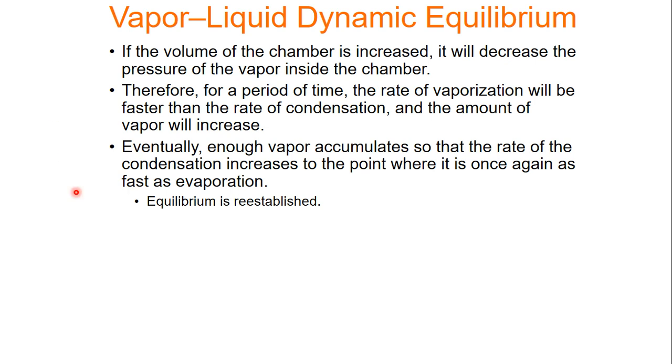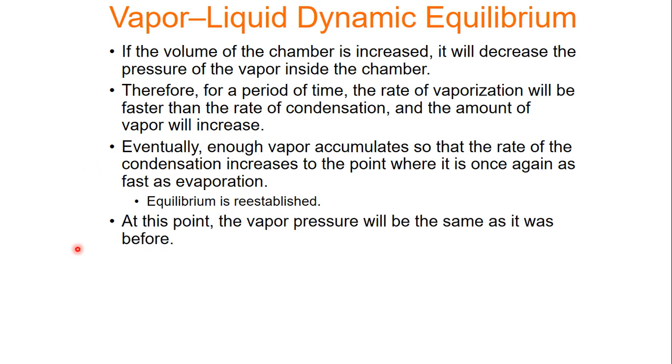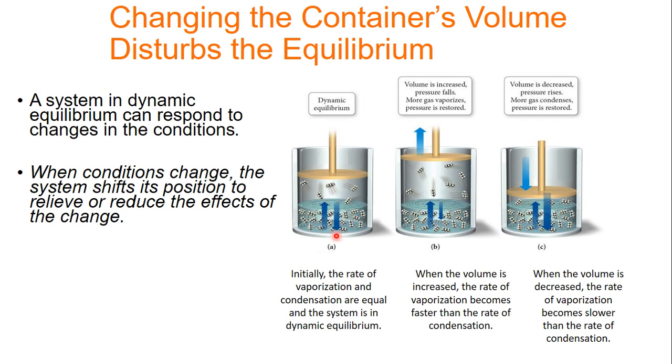But eventually, in this new volume, you'll have enough vapor in there that your dynamic equilibrium will be reestablished, and the rate of vaporization and the rate of condensation will be the same again. But at this point, what is interesting is that even though you have increased the volume, eventually the vapor pressure of this new volume will be the same as the vapor pressure of your old volume. So let's take a look at this.